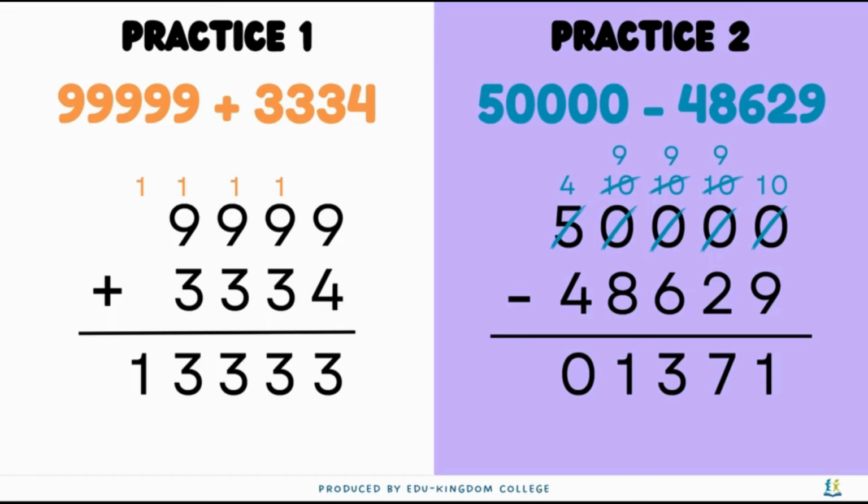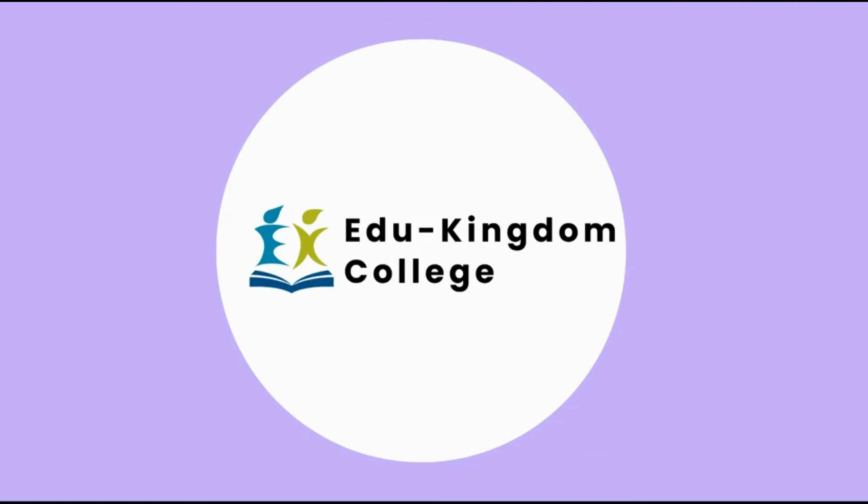So the answer to 50,000 minus 48,629 gives us 1,371.